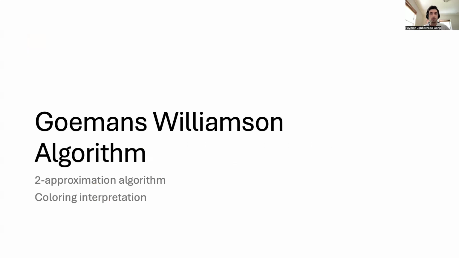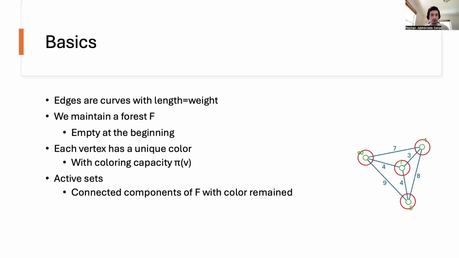Now I want to start with the Goemans-Williamson algorithm, which has a two approximation solution, and I use a coloring interpretation to describe it. First, let me mention that we assume that edges of the graph are curves with a length equal to the weight. And during our algorithm, we maintain a forest that is empty at the beginning. We also assign a unique color to each vertex with a coloring capacity equal to the penalty. And then we define active sets, which are connected components of our forest that haven't run out of color. So they still have some color capacity, and you can use them.